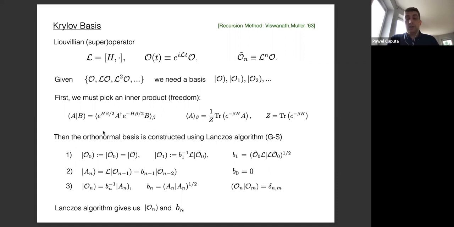And then generally we can repeat this algorithm. It's a recursive algorithm, which is why it's also called the recursion method. We define some state An by the action of the Liouvillian on the orthonormal state that we already constructed, O_{n-1}, and we subtract O_{n-2} with the appropriate b in front of this state. Once we construct the states, we simply normalize them by this bn, so that the orthonormal basis obtained this way with this inner product is done recursively for a given n, starting from this initial operator O.